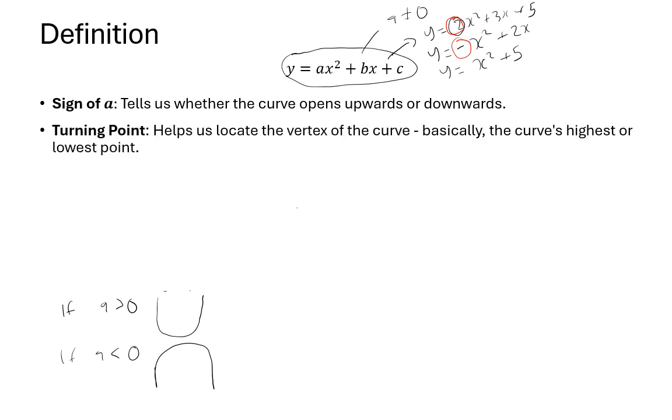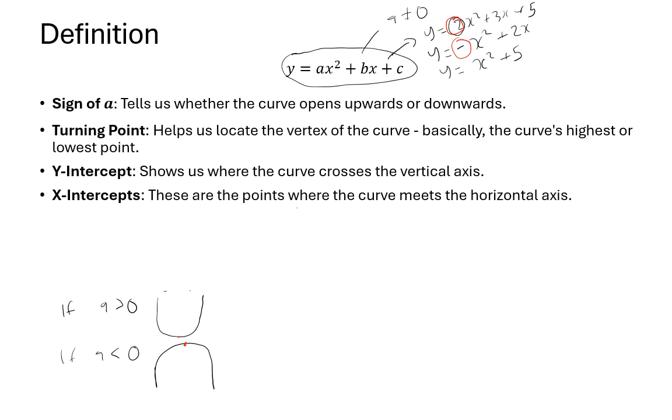So the next step is to find the turning point. The turning point, which is also called the vertex, is basically the lowest point if it is U-shaped, that is this point or this point here. So either the highest point or the lowest point. That is where the curve turns. After we find that, the next step is to show where the curve crosses the vertical axis, and where the curve meets the horizontal axis.